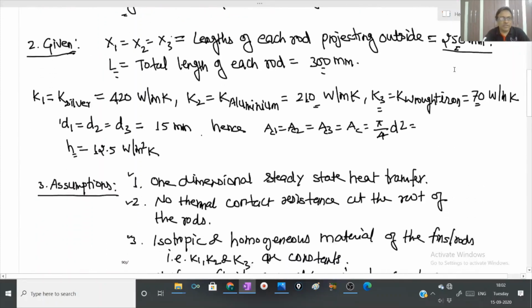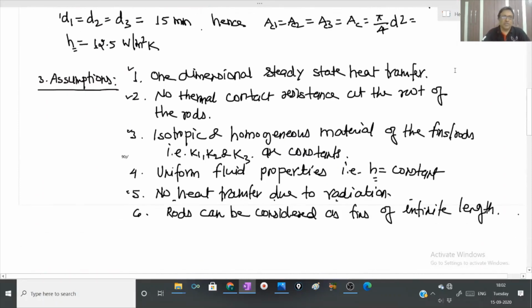After enlisting all the given things, let us make assumptions to have a solution. Assumption number 1 will be one-dimensional steady state heat transfer. Assumption number 2, no thermal contact resistance at the root of the rods. So because of this assumption, temperature of the rod at their root will be equal to temperature of the hot water, that is Ts.